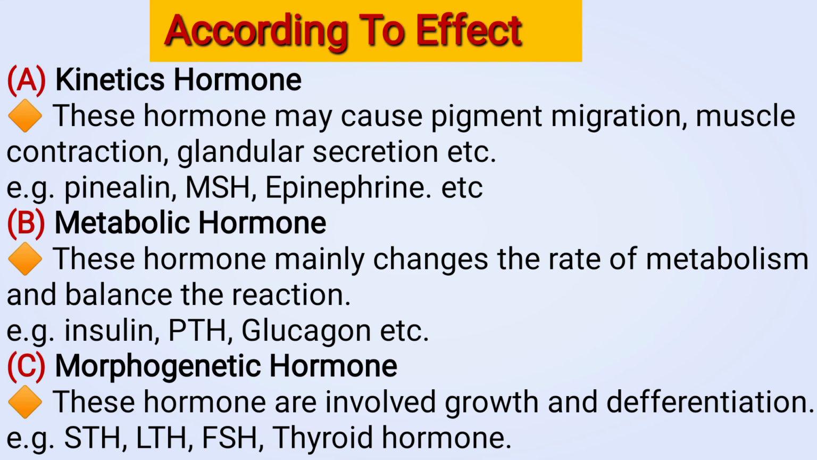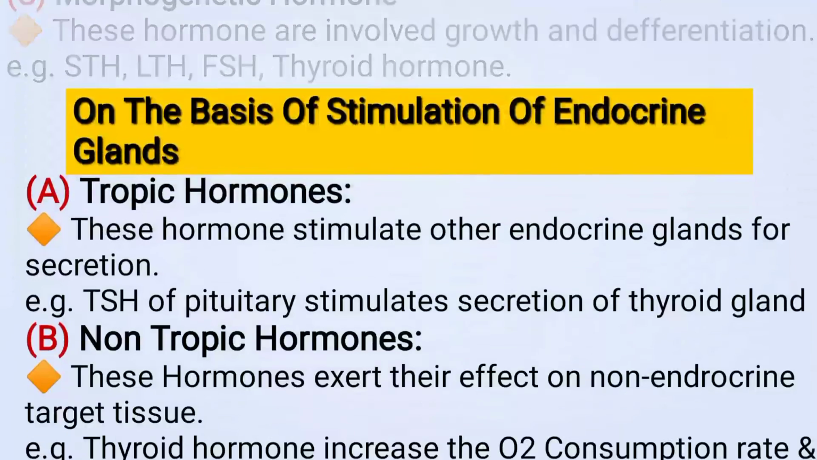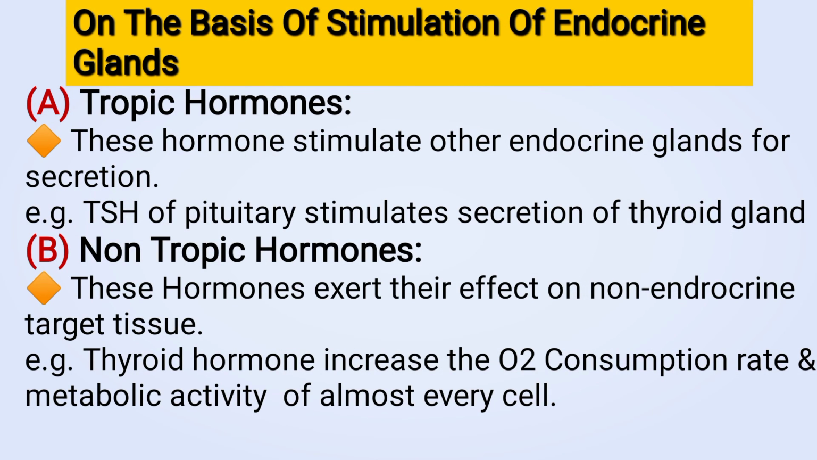Now, the fifth one is stimulation of endocrine glands. On the basis of stimulation of endocrine glands, hormones are divided into two main types. One is tropic hormones and the second one is non-tropic hormones. First one is tropic hormones. These hormones stimulate other endocrine glands for secretion. An example is TSH, which stimulates secretion of the thyroid gland for the production of thyroid hormones.